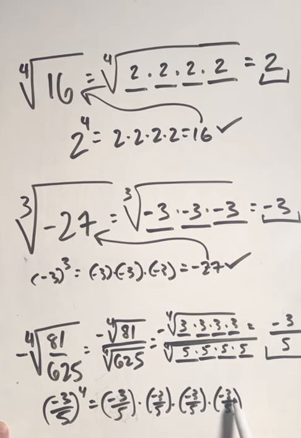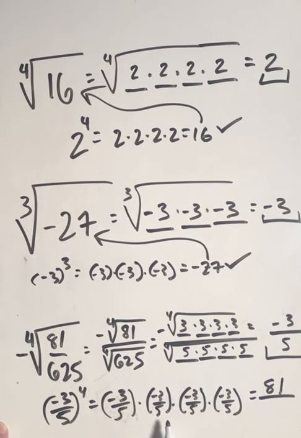Is that correct? Negative times negative is positive. Positive times negative is negative. Negative times negative is positive. So why is that giving me 81? That's giving me positive 81. Oh, right, because that's underneath there.